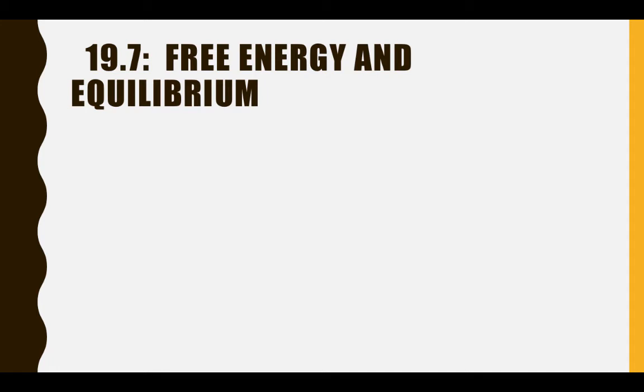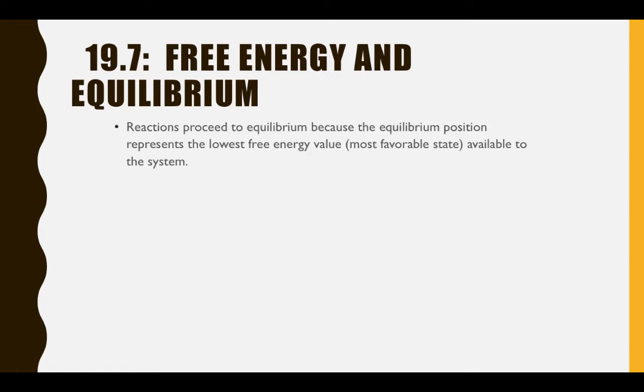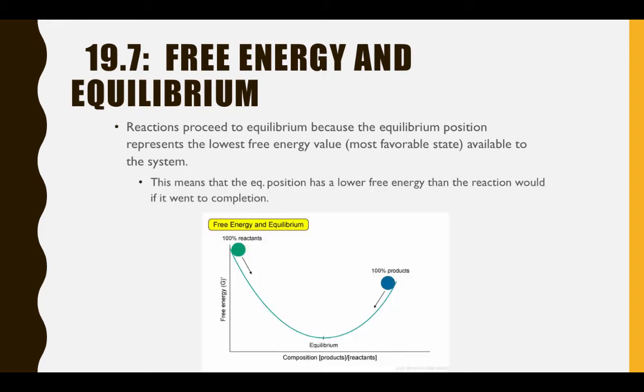Prior to this, we've been looking at free energy and spontaneity of reactions that go to completion. Let's consider free energy in the case of equilibrium. Reactions will proceed to equilibrium when the equilibrium position represents the lowest free energy value, or the most thermodynamically favorable state available to the system. This means that the equilibrium position has a lower free energy than the reaction would if it went to completion.